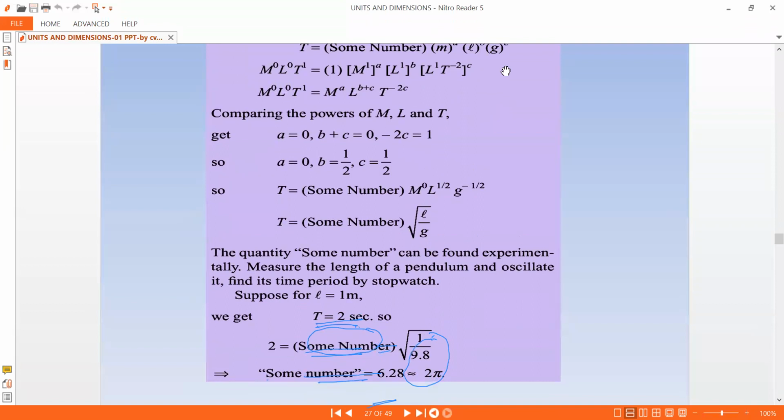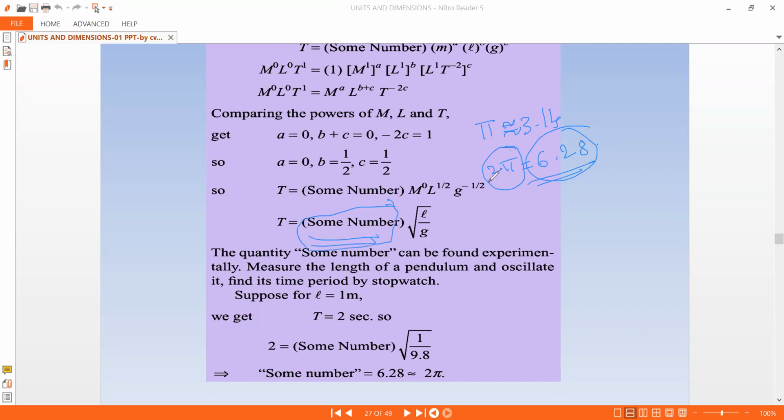You may have the idea that the value of pi happens to be approximately 3.14, so 2 pi is approximately 6.28. This is the value they got experimentally. They found that this constant is 2 pi. This proportionality constant they got as 2 pi by doing several experiments. Thus the time period of the simple pendulum is given by the formula T is equal to 2 pi into square root of L by G. This is how one can derive it.